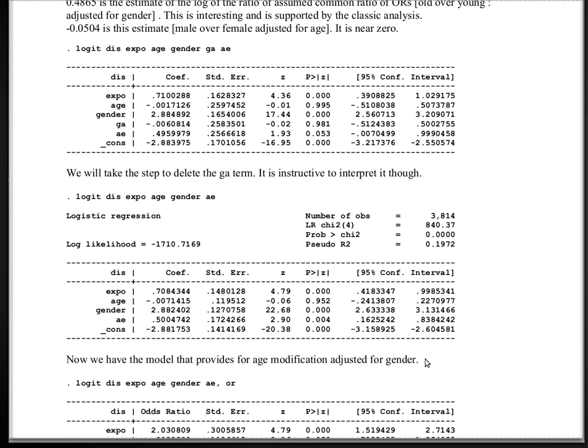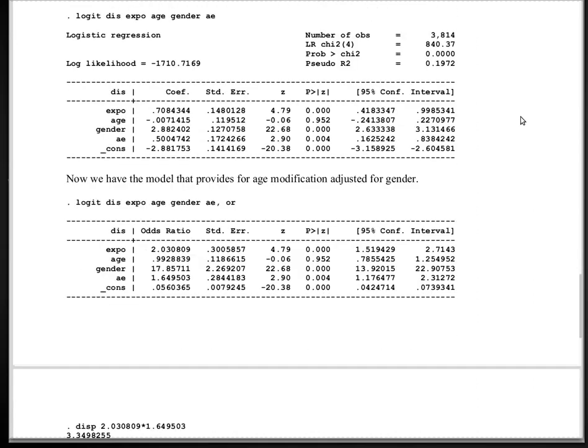There's a lot that you might say, wow, you're really on a fishing expedition here, Gordon. Any justification for this? Well, it's getting a little borderline, I would argue. On the other hand, this is an instance in which many investigators would say, we have now evidence that age modification is present, but it's only seen if I adjust for gender.